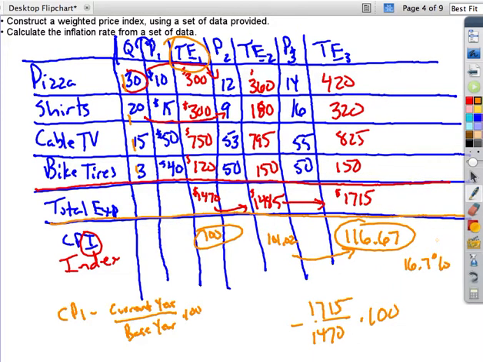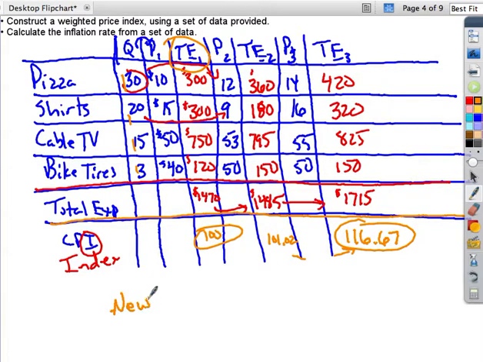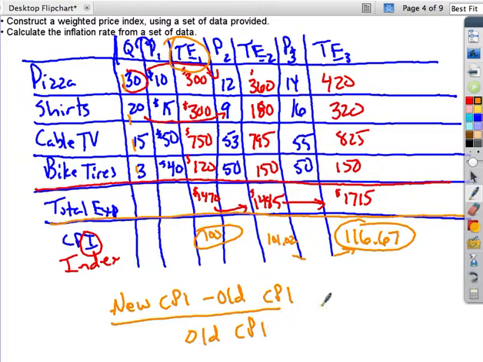So now, here's what you need to learn how to do, and that is to say, what is the inflation rate from year 2 to year 3? Here is the formula, and this is what I think they call percent error. I'm sure it has a technical name. So what we're going to do is take the new CPI minus the old CPI, divided by the old, and multiply that by 100.